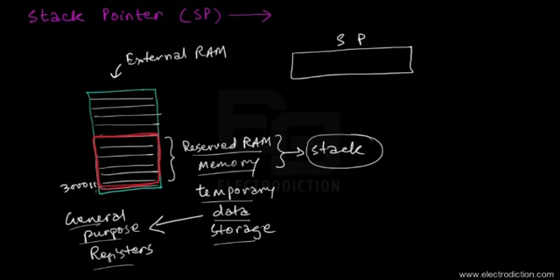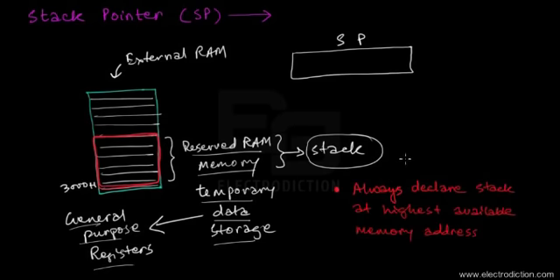Okay, 3000H. Note that I've just written down 3000H right at the bottom, but the stack starts from the top. Why did I do that? This is what you need to keep in mind: we always need to declare the beginning of the stack at the highest available memory address. In this case, let's say 3000H is the highest available memory address, so we just declare it over there.